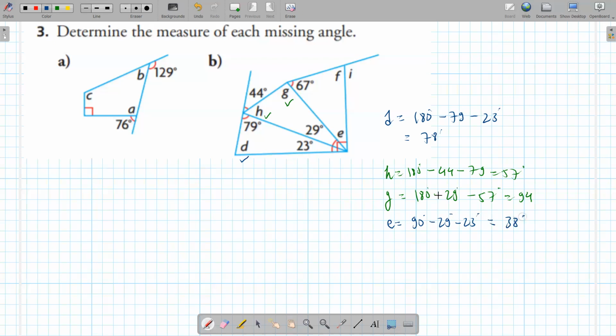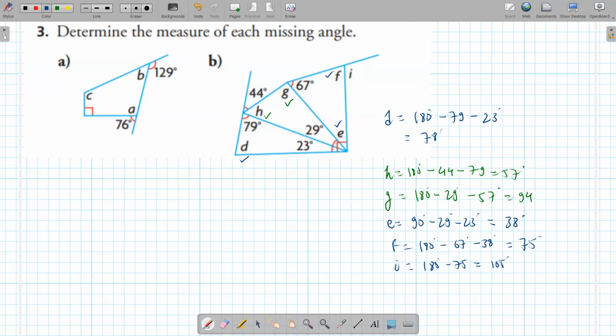Once we have E, we're able to solve for F because we need 2 other angles. Solve for F, we just do 180 minus the other two because that's a triangle, yeah? So 180 minus 67 minus 38, and that is 75. So once we have F, we can solve for I. How do we solve for I? 75 minus 180. Yeah, the other way around though. 180 minus 75. So 105, and there we go, we're done.